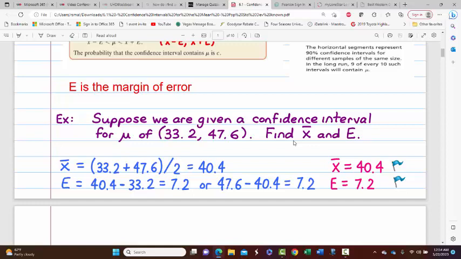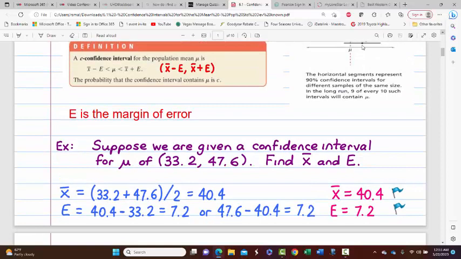For any confidence interval of the mean, the sample mean will be right in the middle of the two numbers. It's right in the middle because you see up here you're subtracting the margin of error and adding the margin of error, and it keeps the sample mean right in the middle. So all you got to do is add these two numbers together and divide by 2. So that's simple enough. Add those together, divide by 2, you get 40.4.